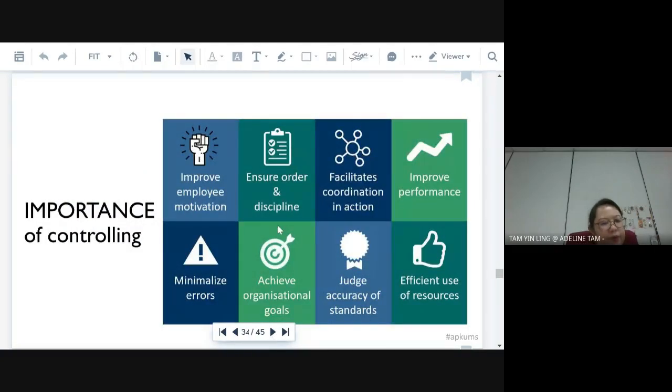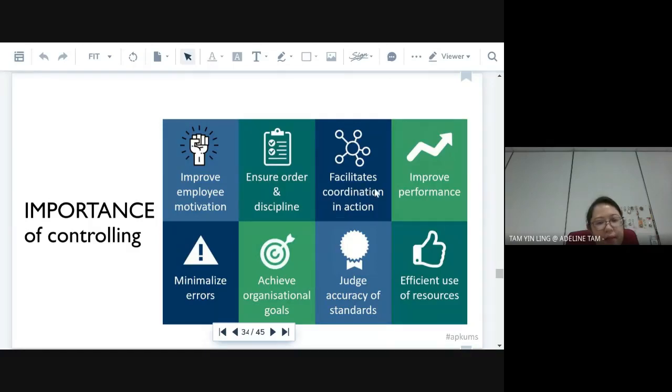So in controlling, okay, it is very important because we want to improve the workers' motivation. Using controlling to improve the workers' motivation, and also ensure the order and discipline. Order here means ensuring everything's in order. Okay, semua dalam kawalan. Okay, everything in the right place. In other words, we want the situation to be the best situation to produce the things for sale, for example. Okay, bukan bagi arahan, but to ensure everything in order. Okay, dalam kawalan.